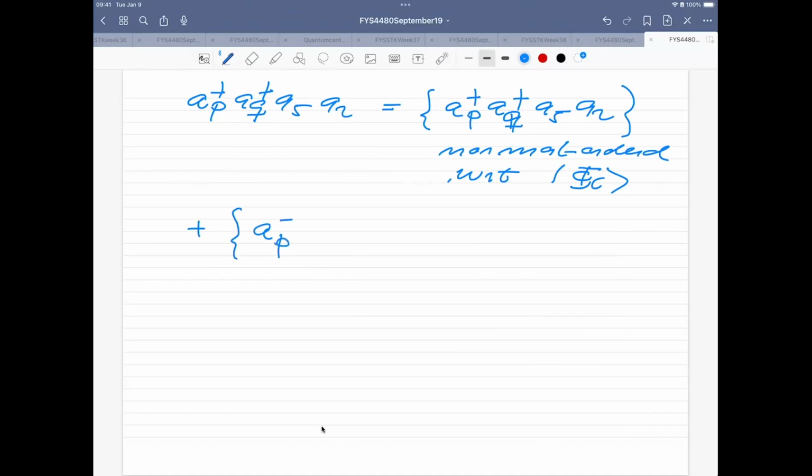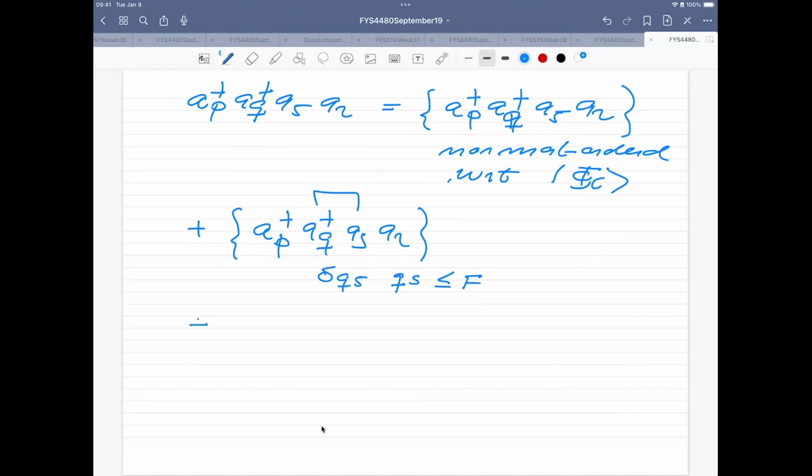So I will have an AP dagger, AQ dagger, AS, AR. So I can have this contraction. So this is the sum of all one-pair contractions. And then I leave the rest uncontracted. So this is just an application of Wick's theorem. Now, in this specific case, I need to have delta Q and S, and they both, so Q and S, have to be below the Fermi level. So we can just write them like this. So less than F.